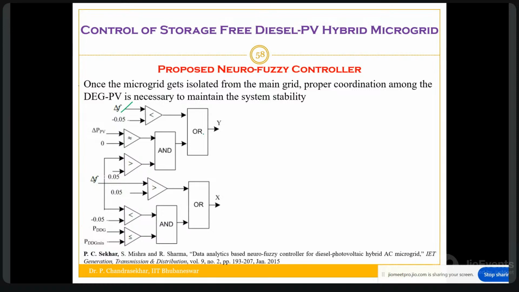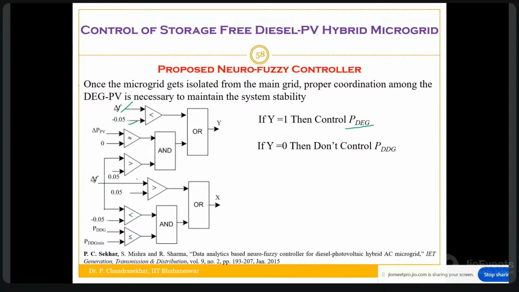I want to decrease the power output. Which generator I should decrease? Diesel generator. Very good. Diesel generator only, because the unit cost is high and that is not environment friendly. So the moment when the frequency is high, when it is more and more negative, I have to control the diesel generator. Okay, when the Y is equal to 1, I have to control the diesel generator.